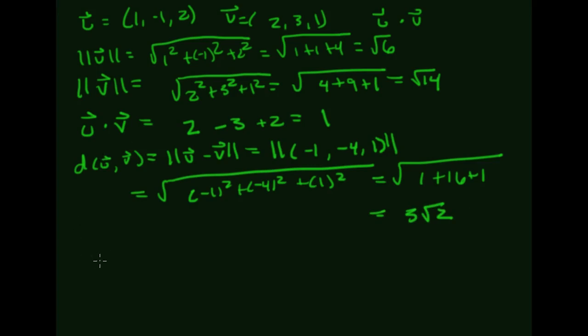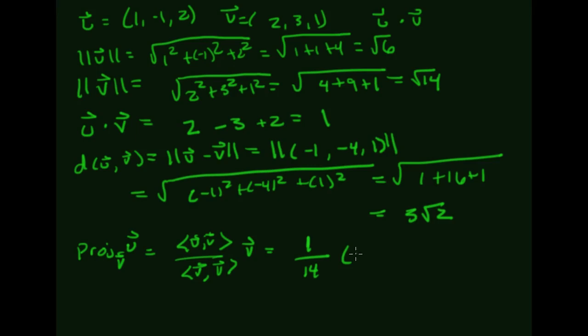And then the projection of u onto v is u dot v over v dot v, times v. u dot v we just discovered was 1. v dot v is the magnitude of v squared, so that's going to be 14. The v vector is 2, 3, 1. So we're going to get 1/7, 3/14, 1/14 should be the resulting projection.